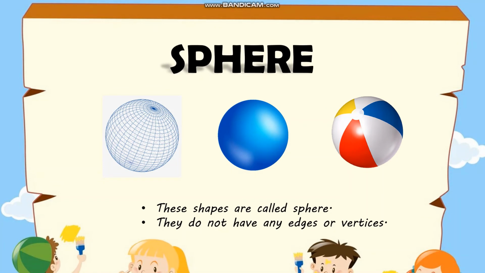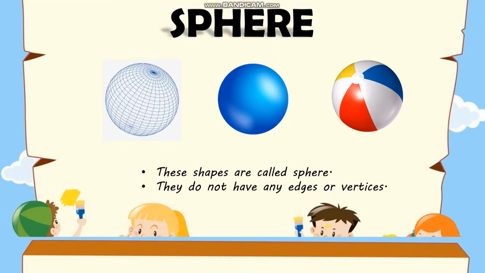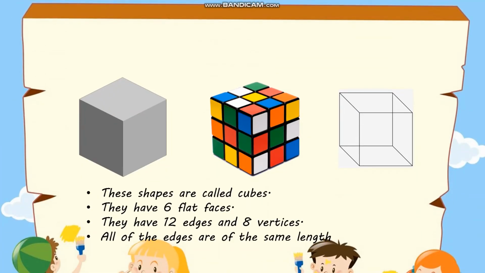These shapes are called sphere. These are not circles. We call them sphere. They do not have any edge or any vertex. Let's go to the next shape.